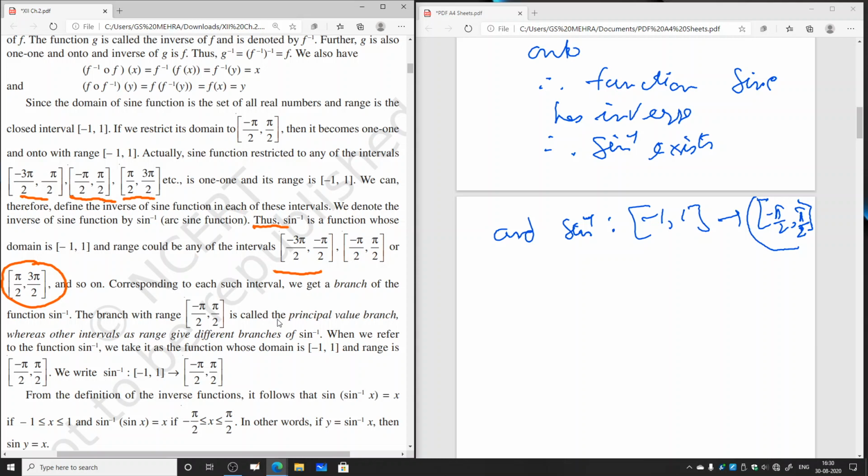The branch with the range closed interval -π/2 to π/2, this original one, we call the principal value branch, whereas the other intervals, that is if we replace it with other branches, like the closed interval -3π/2 to -π/2, or the closed interval π/2 to 3π/2, will be branches of sine inverse.